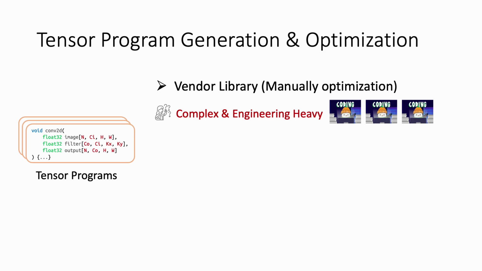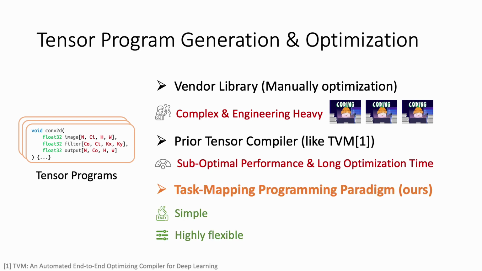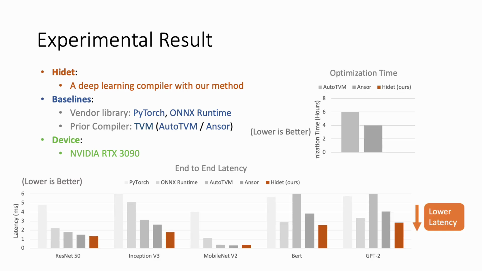We can manually develop and optimize tensor programs, but it's usually complex and engineering heavy. Prior works like TVM propose to automatically compile tensor programs, but suffer from suboptimal performance and long tuning time. In this work, we proposed a new programming paradigm based on a concept called task mapping. It gives you the best of both sides. It's simple and highly flexible to implement optimizations. We implemented a deep learning compiler called Hidet based on this idea and benchmarked it on 5 representative models. Hidet achieved lower latency and dramatically reduced the optimization time.